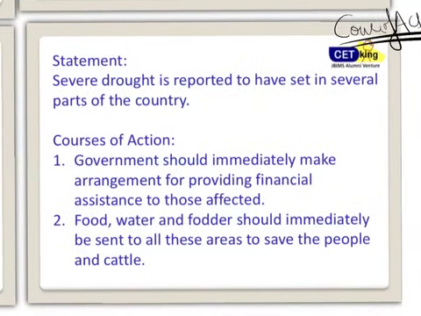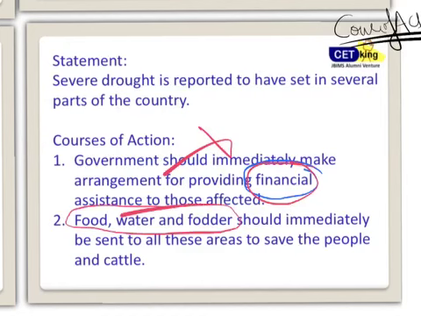Severe drought has been reported in the country. Now let's solve this question. Government should immediately provide the financial assistance. What will you get by providing them money? Out. Because drought आ गया. Facts are okay. Now obviously they need food, water and fodder. So number 2 is out. Number 2 is right. Yeah, your problem should be this thing.